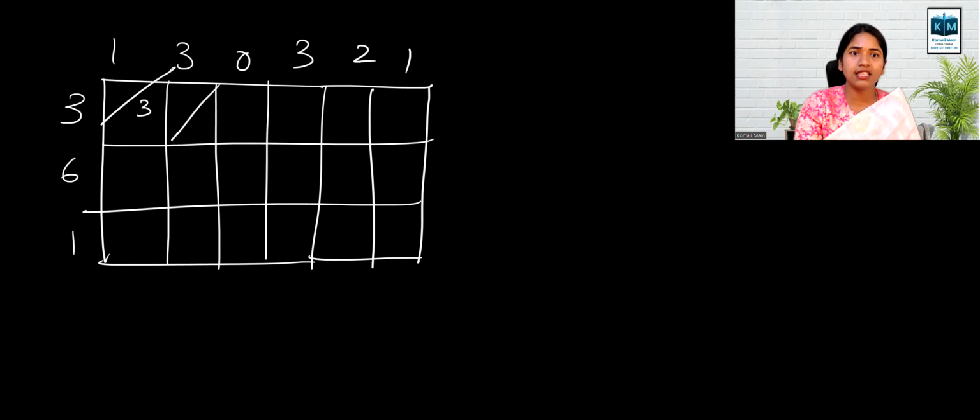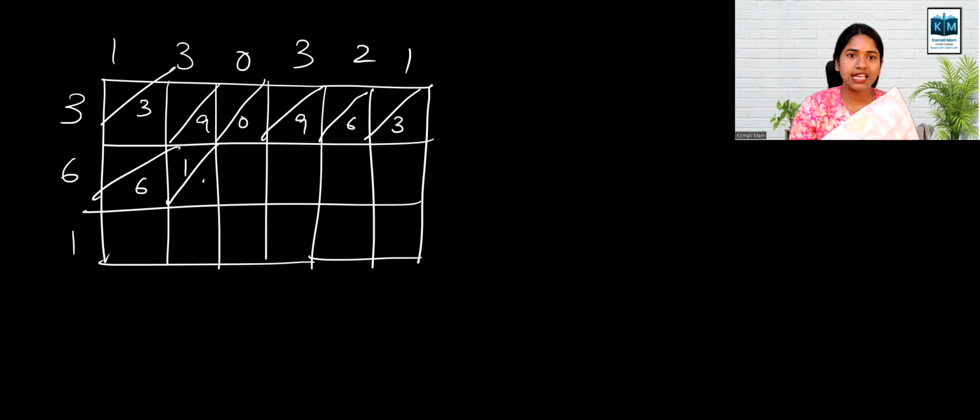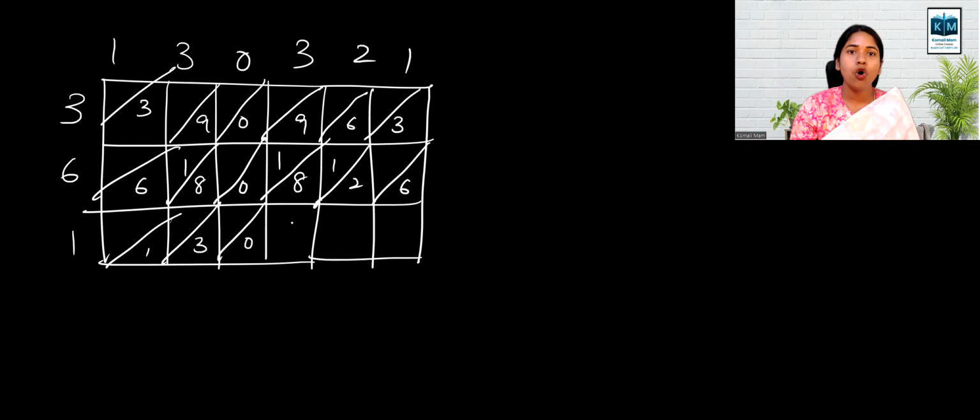1 3 is 3, 3 3s are 9, 3 0s are 0, 3 3s are 9, 3 2s are 6, 3 1s are 3. 6 1s are 6, 6 3s are 18, 6 0s are 0, 6 3s are 18, 6 2s are 12, 6 1s are 6. 1 1 is 1, 1 3 is 3, 1 0 is 0, 1 3 is 3, 1 2 is 2, 1 1 is 1.